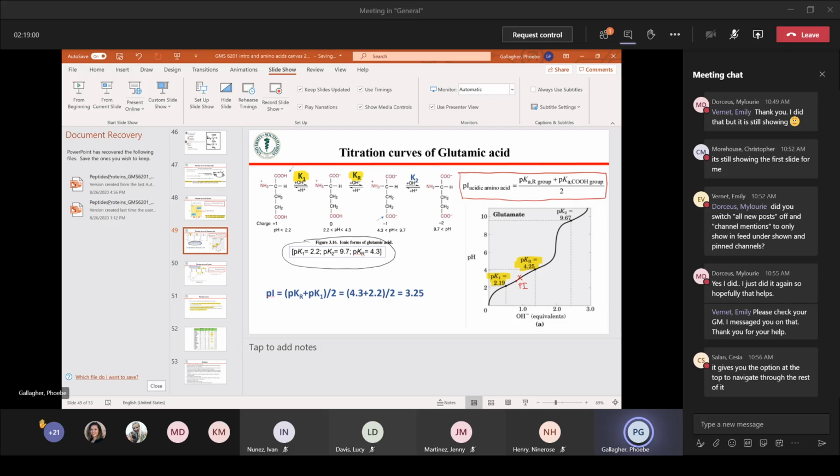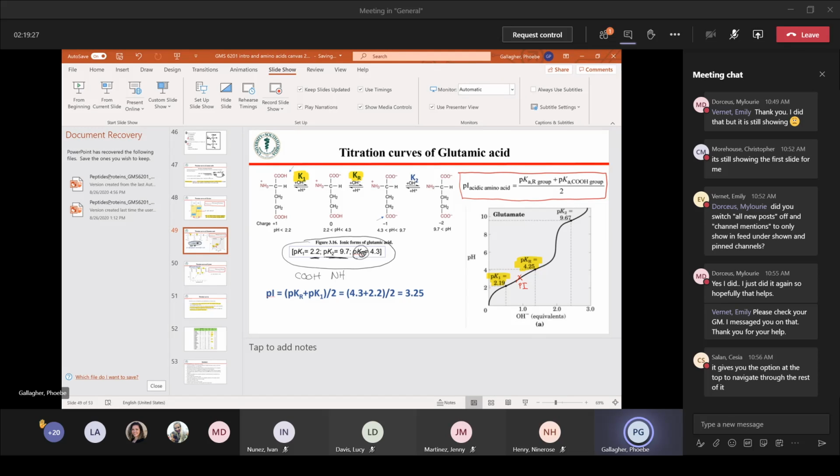So your pK1, since it's 2.2, you know that's going to belong to the carboxyl group, right? Your pK2, on the other hand, is going to belong to your amine group because it's around 9 to 10. Then she'll give you your R group pK, so you know that that's the side chain. So she'll give you these 3 numbers and ask, what is the PI of glutamic acid?